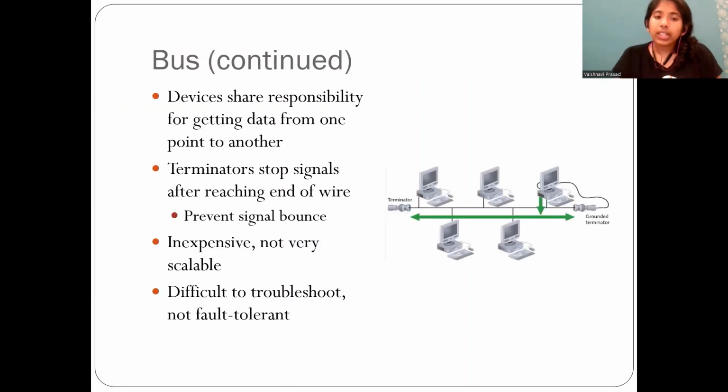Devices share responsibility for getting data from one point to another. Suppose a device wants to send a message to another device. The communication happens directly between devices, since no other components are placed, only the devices exist in the topology. Terminators stop signals after reaching the end of the wire, preventing signal bounce. As you can see, terminators are kept at the end, and they are used to stop the signals when they reach the end of the wire, to prevent signal bounce. Compared to other topologies, it is very inexpensive, but not very scalable, difficult to troubleshoot, and not fault tolerant.